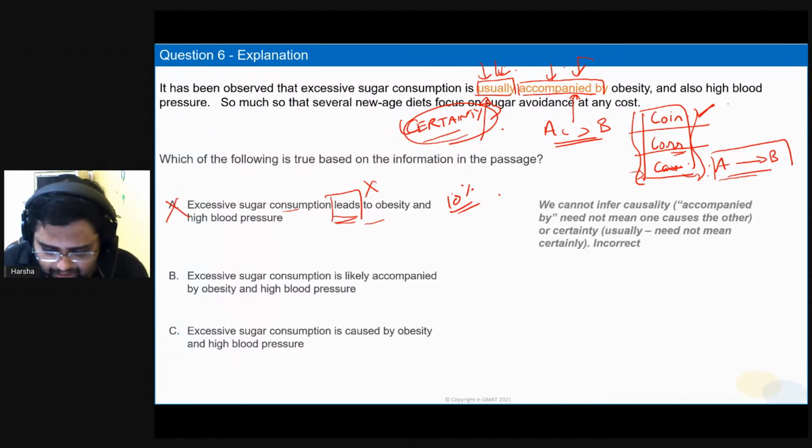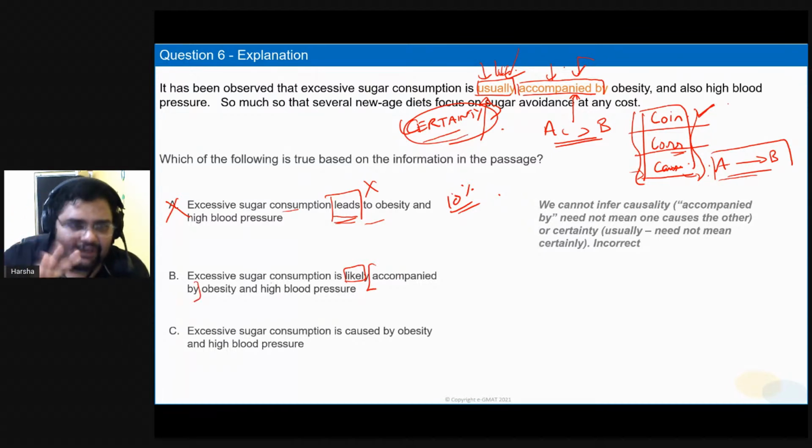Why is option B not the correct answer? Or rather, option B is the correct answer. Why is option B the correct answer? Likely and usually mean the same: high probability, high chance, high likelihood. So, excessive sugar consumption likely accompanied by obesity and high blood pressure. Yet again, look at the wording. No causality. I'm again using accompanied by, which means coincidence.